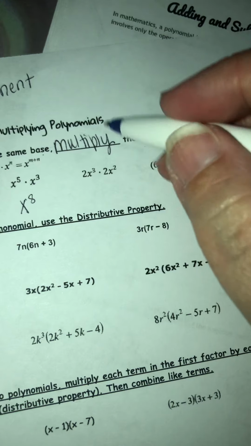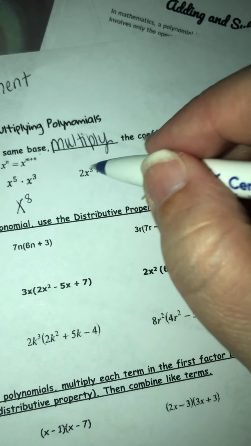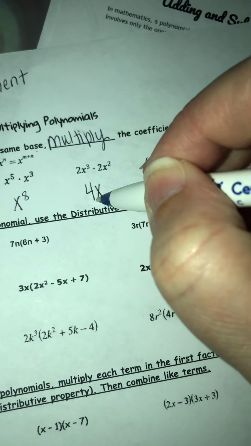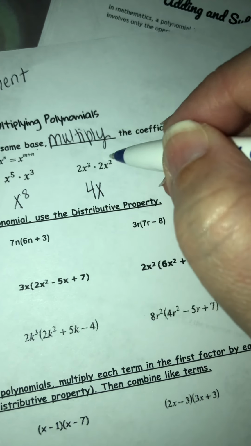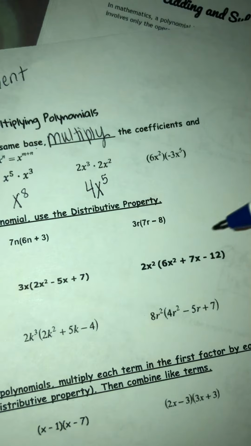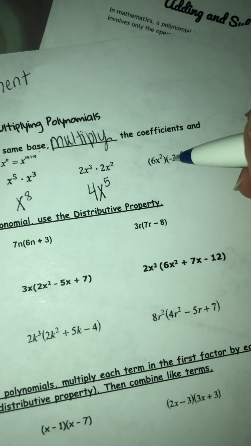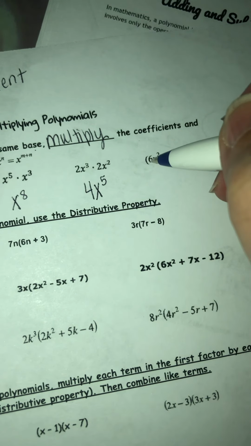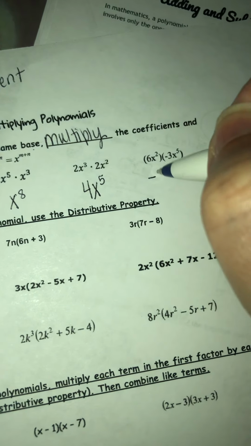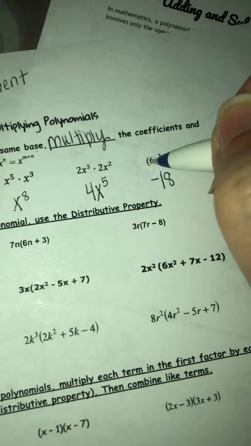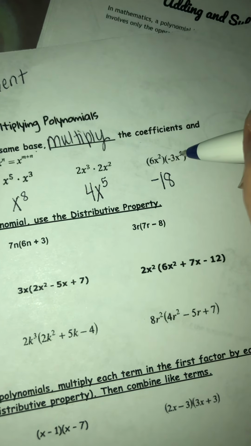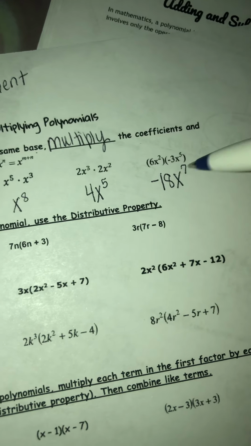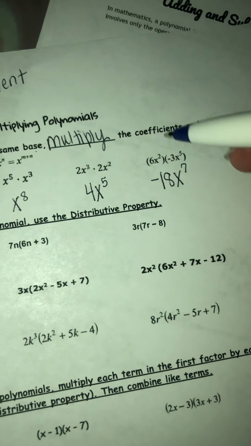2x cubed times 2x squared. I'm going to multiply my coefficients. 2 times 2 is 4. Write your base x. I'm going to add the 3 and the 2 for x to the fifth power. And then last over here, 6x squared times negative 3x to the fifth. 6 times negative 3 first, negative 18. And x to the second power times x to the fifth power. I'm going to add the 2 and the 5 to get a power of 7, or an exponent of 7.